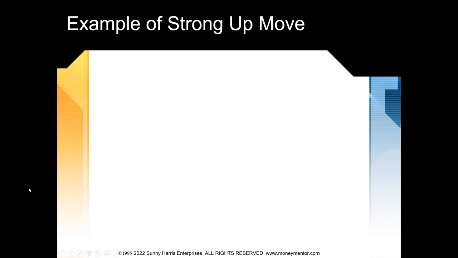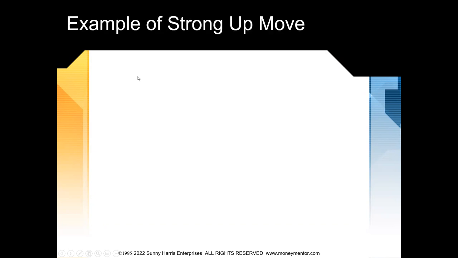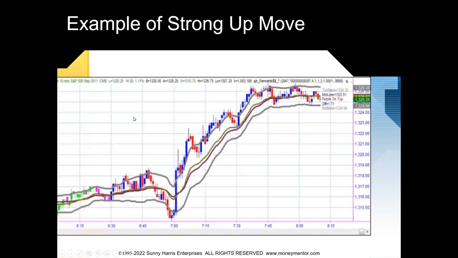Oh, Larry Williams, this is important. Larry Williams told me once, he's a good friend of mine. He said, it takes time to build profits. So you can't just grab $12.50 every few seconds. You need to let time progress in order to build profits. Here, for instance, is the strong move up. We want to stay with that as long as it's above the DMA and climbing. And here it falls below, so we take our profits.